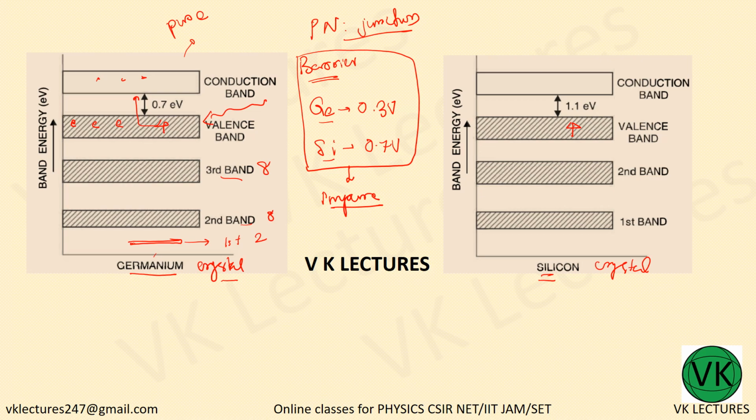Now similarly, on the right you have a silicon crystal, where the first, second and third bands, then the valence band, have 4 electrons. For these particular electrons, it requires 0.11 electron volt of energy to go to the conduction band. Until and unless it reaches the conduction band, it does not conduct. Electrons do not conduct in the valence band. Only when it comes to the conduction band can it conduct.